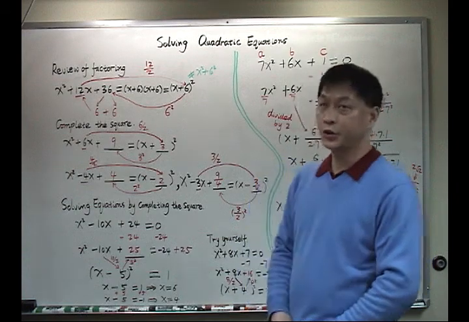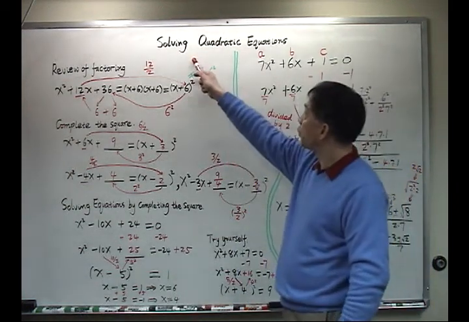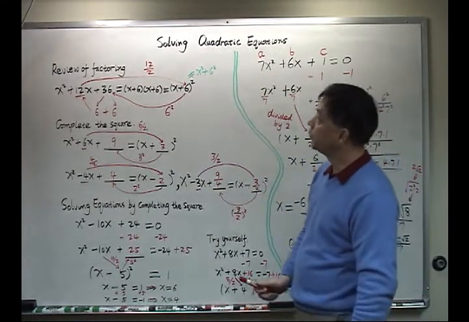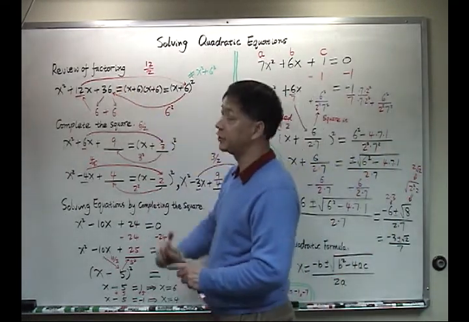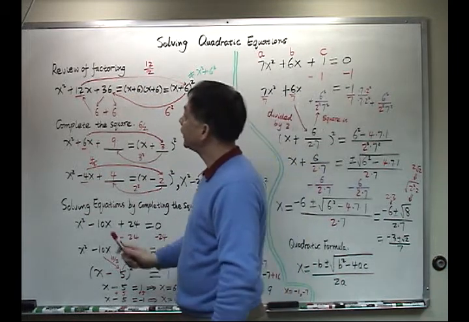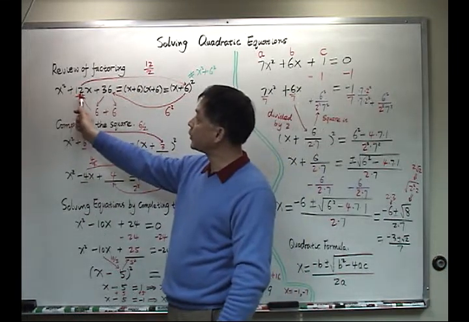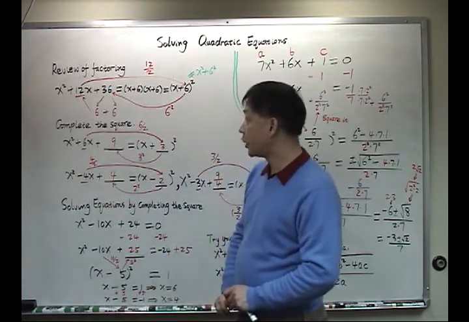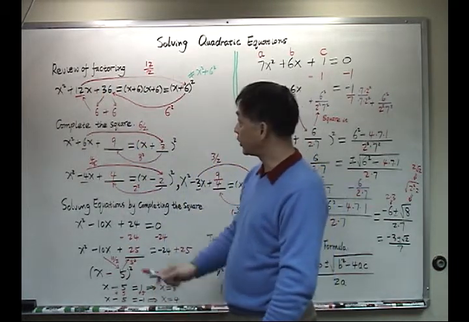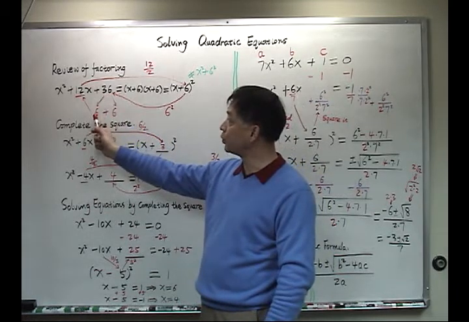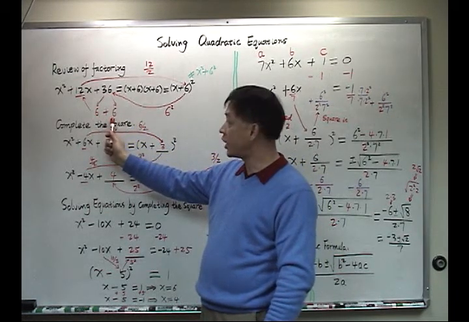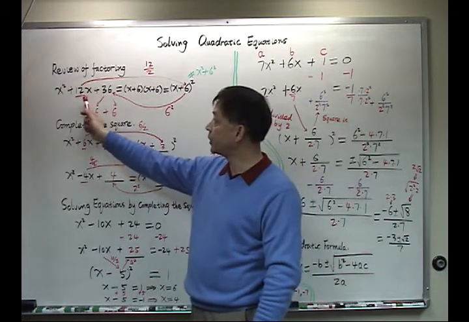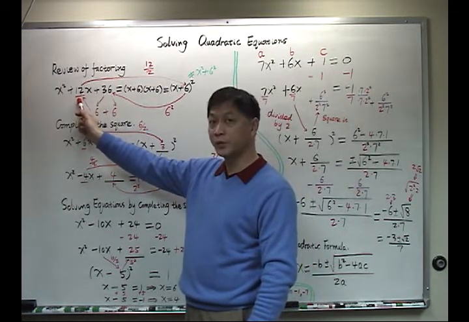In this lecture, we will talk about solving quadratic equations. Let's review factoring first. We know x squared plus 12x plus 36. In order to factor this one, we need to split 36 into two numbers, such that if we add those two numbers together, we should have the coefficient of x, which is 12.